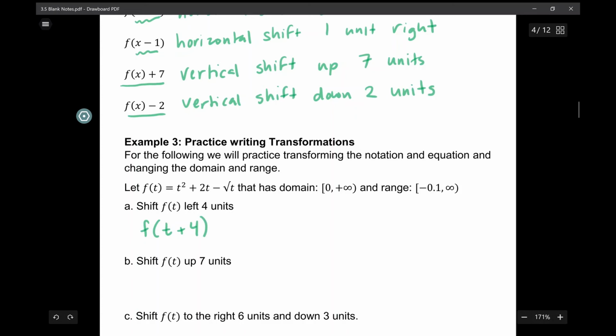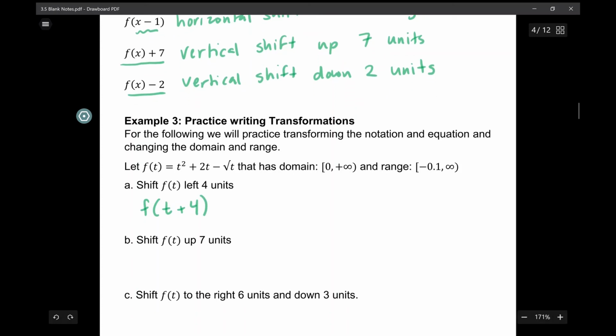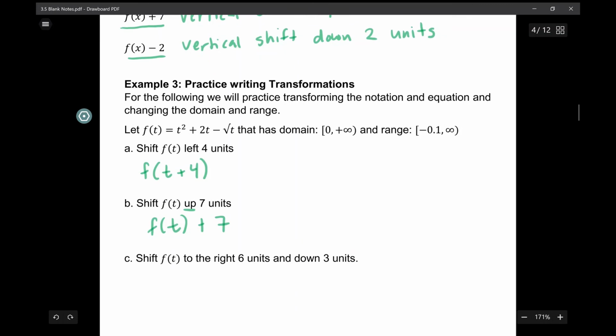right? And we don't need to multiply that all out right now. We just write f of t plus 4. If we want to shift it up 7 units, f of t plus 7. Outside, right? That's an up, so that's outside the function. If we want to shift it to the right 6 units and down 3, we're going to go f of right 6, t minus 6, down 3, minus 3.